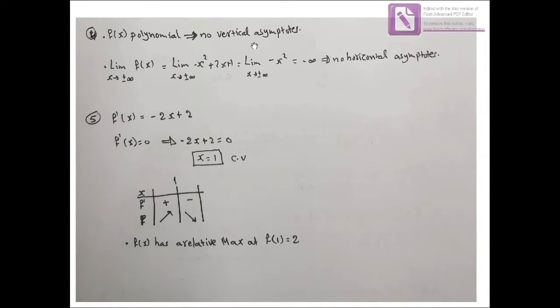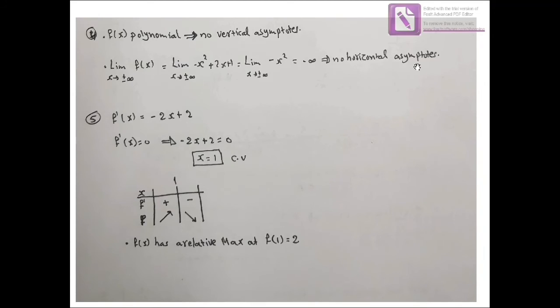For the horizontal asymptote, we need to evaluate the limit of the function when x approaches plus infinity and the limit when x approaches minus infinity. So the limit of minus x squared plus 2x plus 1 when x approaches plus or minus infinity, we will take just the highest power, which is minus x squared. So the limit when x approaches infinity will be minus infinity, and the limit when x approaches minus infinity also will give us minus infinity, which is not a real number. So we conclude there is no horizontal asymptote.